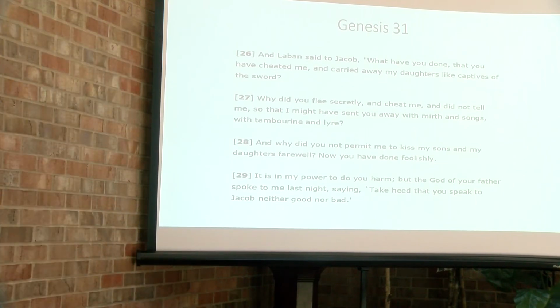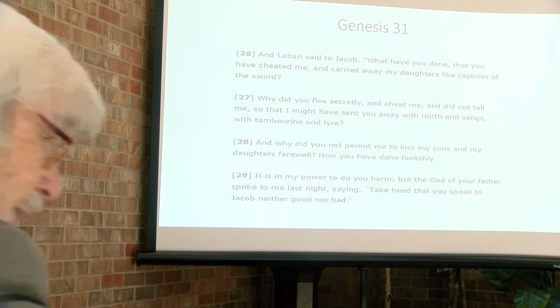I'll get to that in a moment. Laban said to Jacob, "What have you done that you have cheated me and carried away my daughters like captives of the sword? Why did you flee secretly and cheat me, and did not tell me that I might have sent you away with mirth and with songs, and with tambourine and lyre? And why did you not permit me to kiss my sons and my daughters farewell? Now you have done foolishly. It is in my power to do you harm. But the God of your father spoke to me last night, saying, Take heed that you speak to Jacob neither good nor bad."